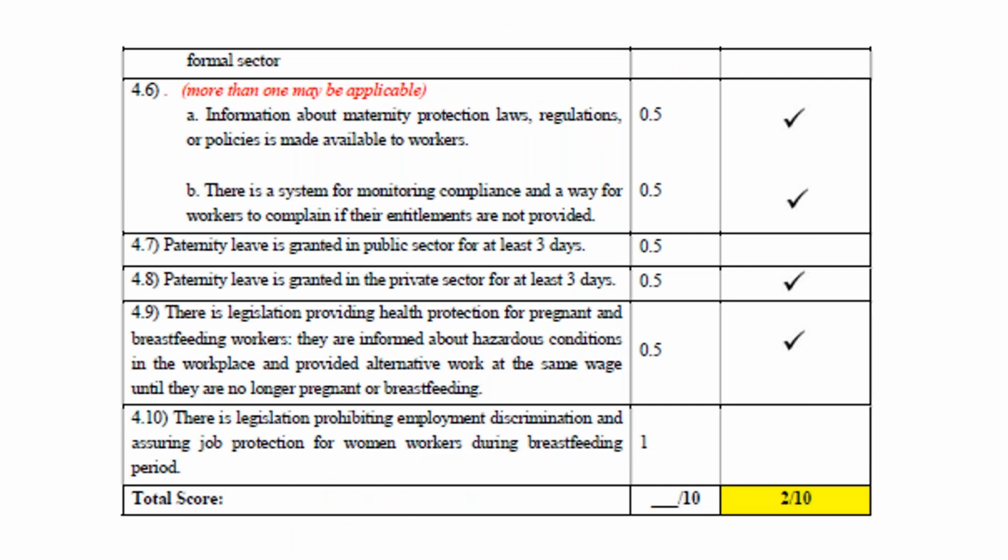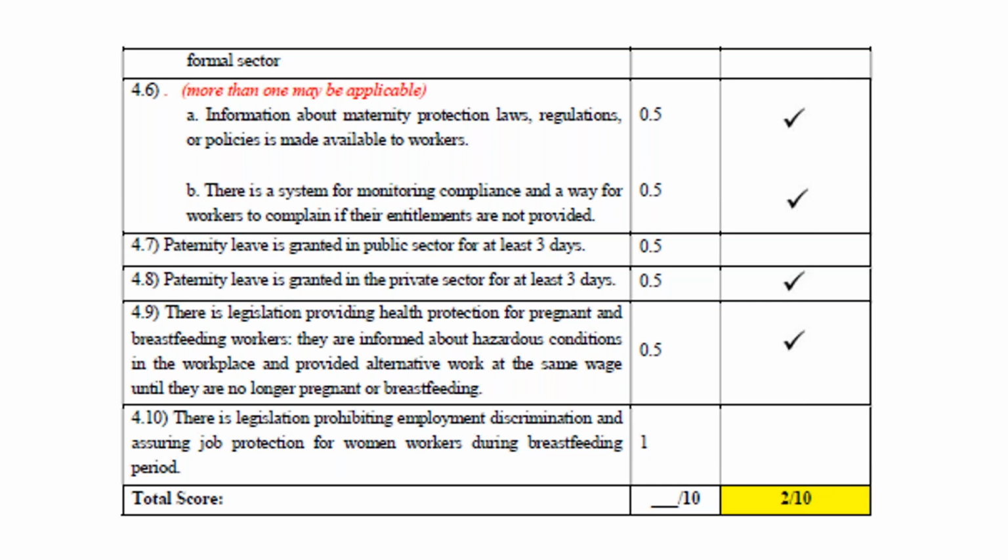We do well with 4.6, and this is a trend throughout the WBTI. We do well about informing people. So here we can see, do we inform workers about maternity protection laws and regulations? Yes, we do. And is there a system for monitoring? Yes, the Department of Labor has a system for monitoring and a way for workers to complain if their entitlements are not provided. The next questions are about paternity leave.